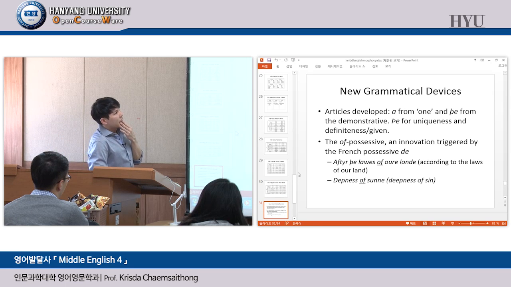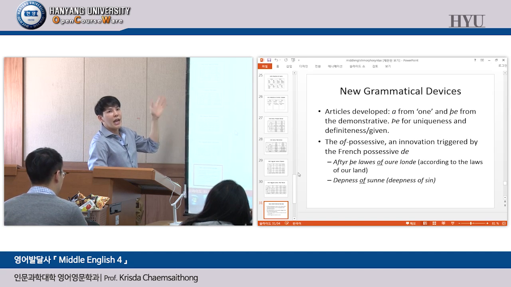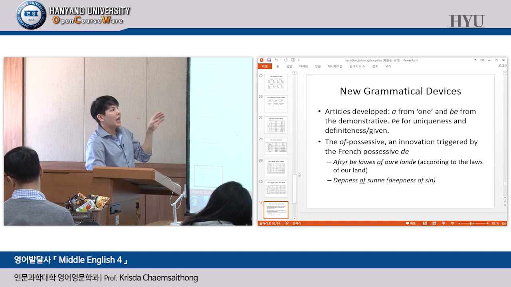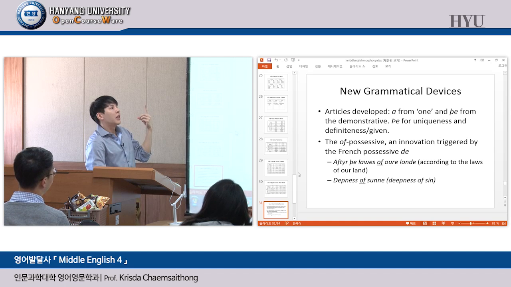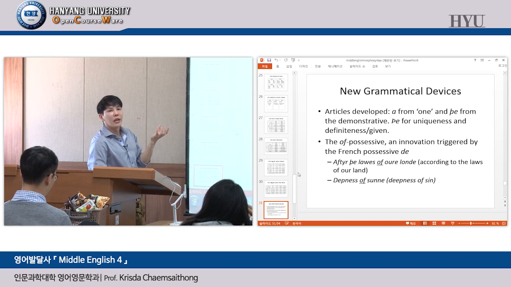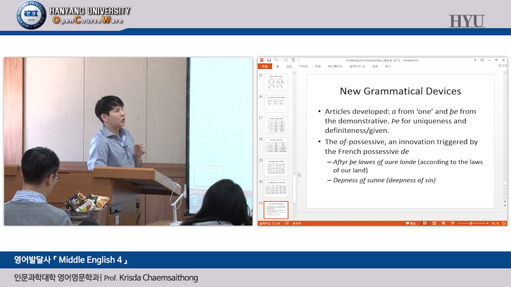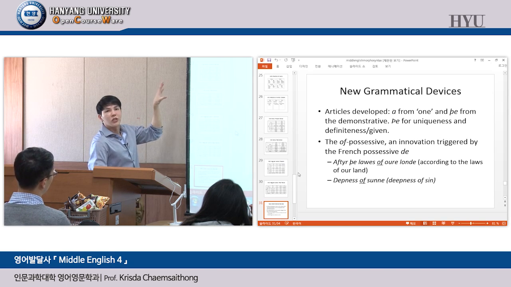New grammatical devices in Middle English. Articles developed. Articles did not exist in Old English, right? A and the didn't exist. Only a and an meaning one, right? The article system now, a and the, originated from the word one, a, right? And then the from the demonstrative, say, or that. We talked about that before. They are for uniqueness and definiteness or given. So this is what we have nowadays. So it started to develop into a complex system in Middle English.